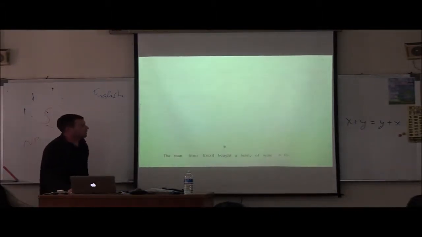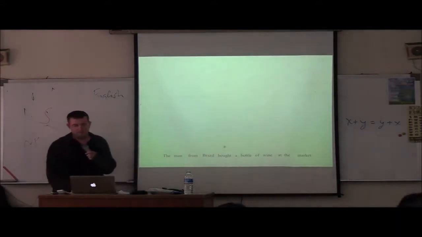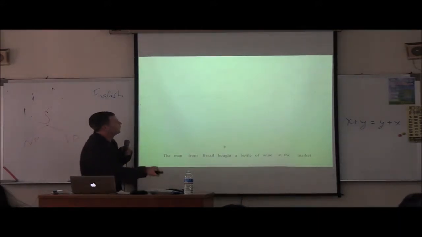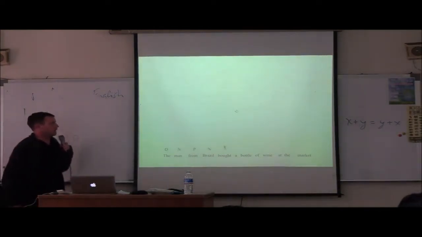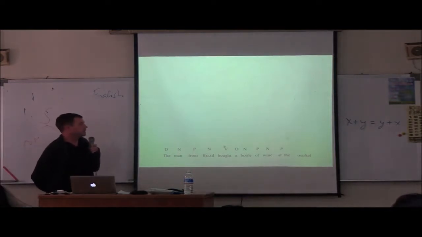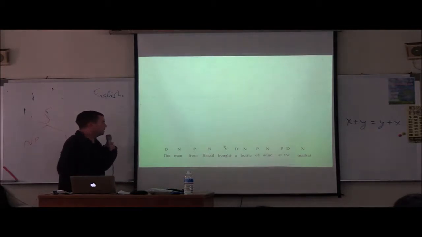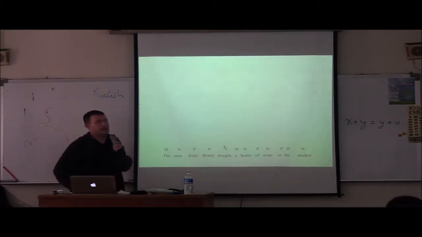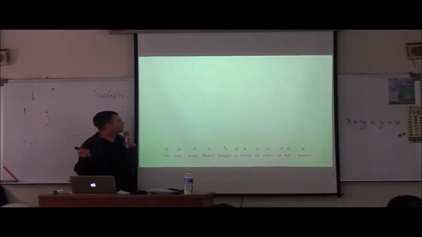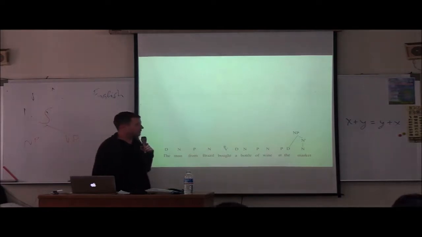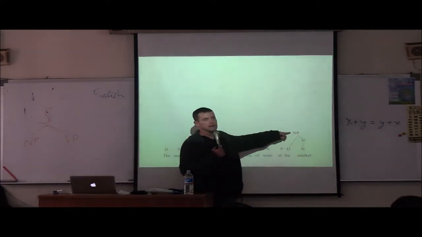The man from Brazil bought a bottle of wine at the market. If you want to work bottom up, you can identify the categories of all these elements. Okay. And this and the other the are all D's. Man, Brazil, wine and market are N's. From, of, and at are P's. Bought, of course, is a V. The market is an NP.